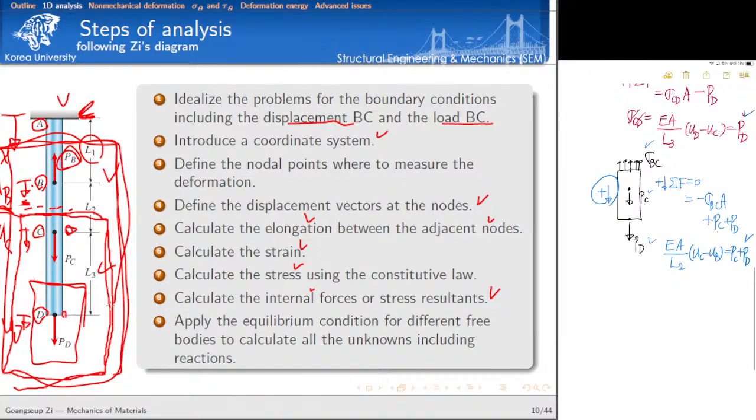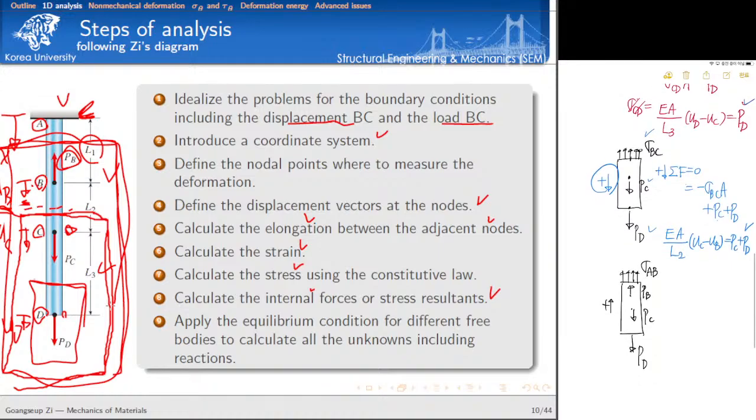So if you consider this, then I have force PD, and then PC here, and then I have PB, isn't it right? PB upward, and then here we need to consider distribution of normal stress in AB segment. Okay, so now let's choose the local coordinate system in this way.